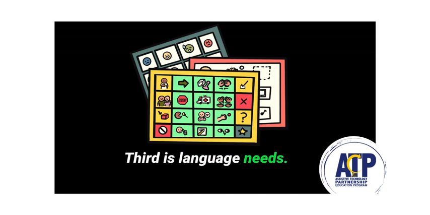Third is language needs. AAC has to support requesting, commenting, asking questions, social interaction, learning new vocabulary, even literacy development. And a small grid often kills that potential because core vocabulary ends up buried across multiple pages, which makes richer communication so much harder to reach.